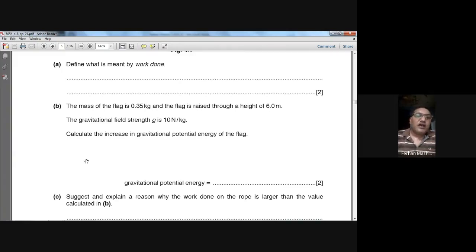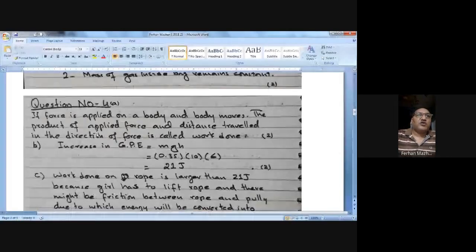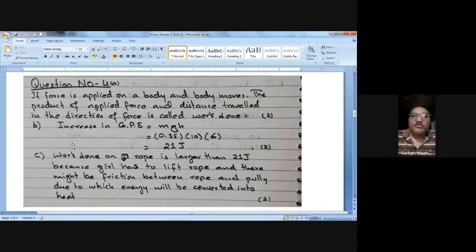You see, when a force is applied on a body and the body starts moving, if you multiply the applied force and the distance traveled in the direction of the force, the product will be equal to the work done. So I have written this answer also. Let me show you. Question number 4, A part. If force is applied on a body and body moves, the product of applied force and distance traveled in the direction of force is called work done. It's a 2-mark definition. I hope it is clear to you.